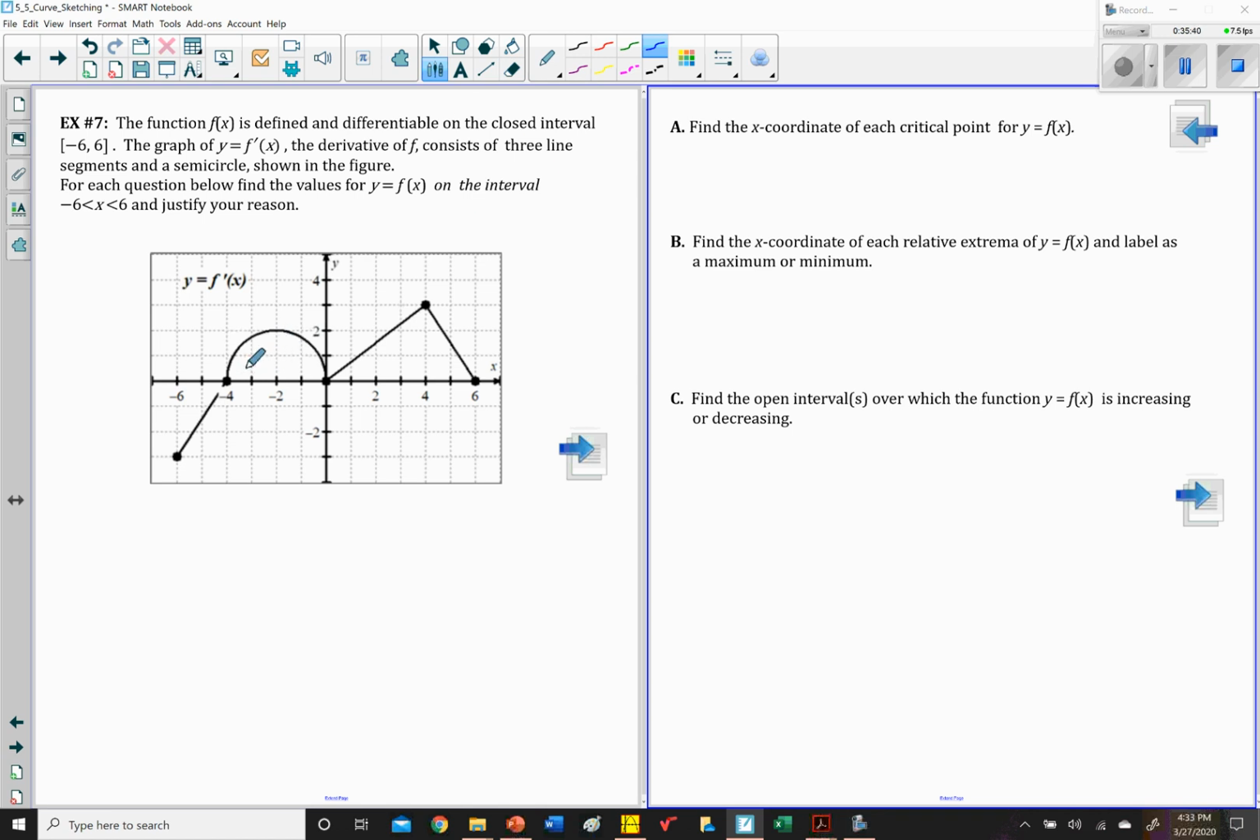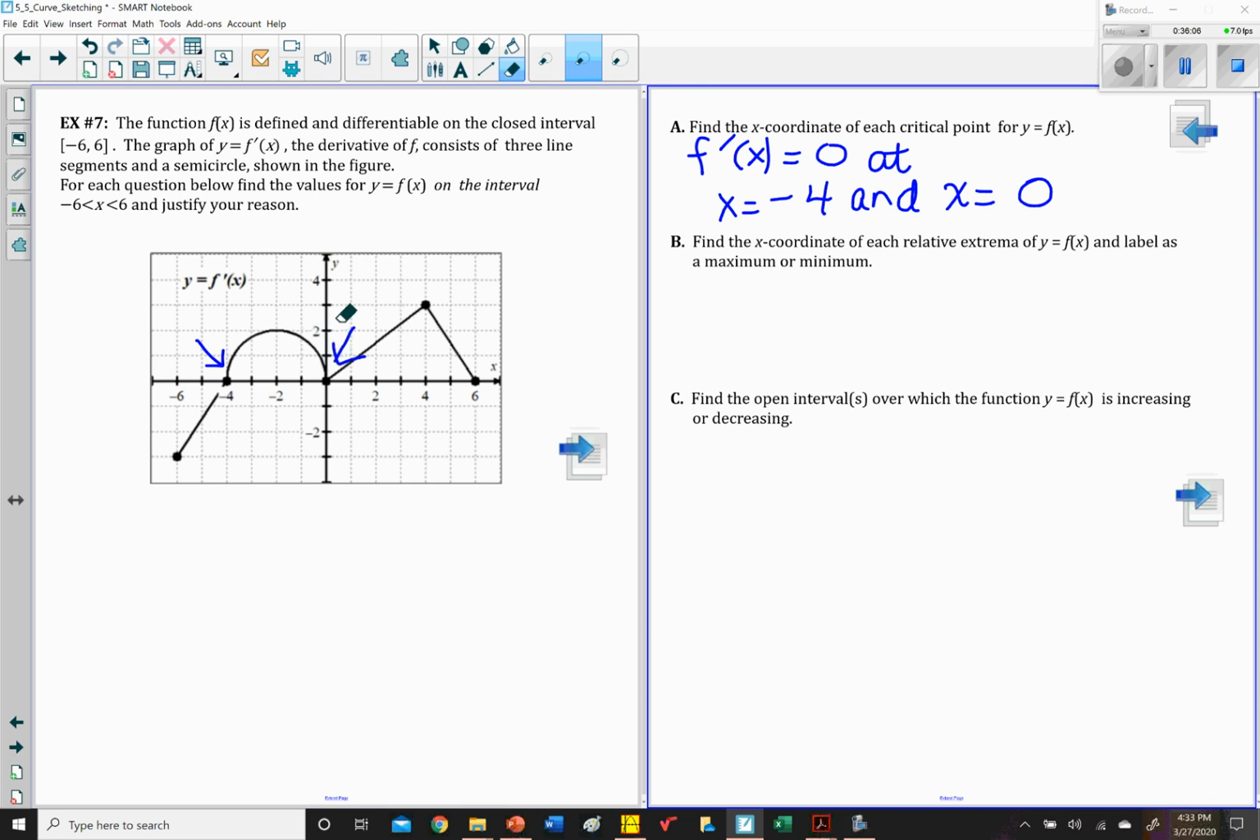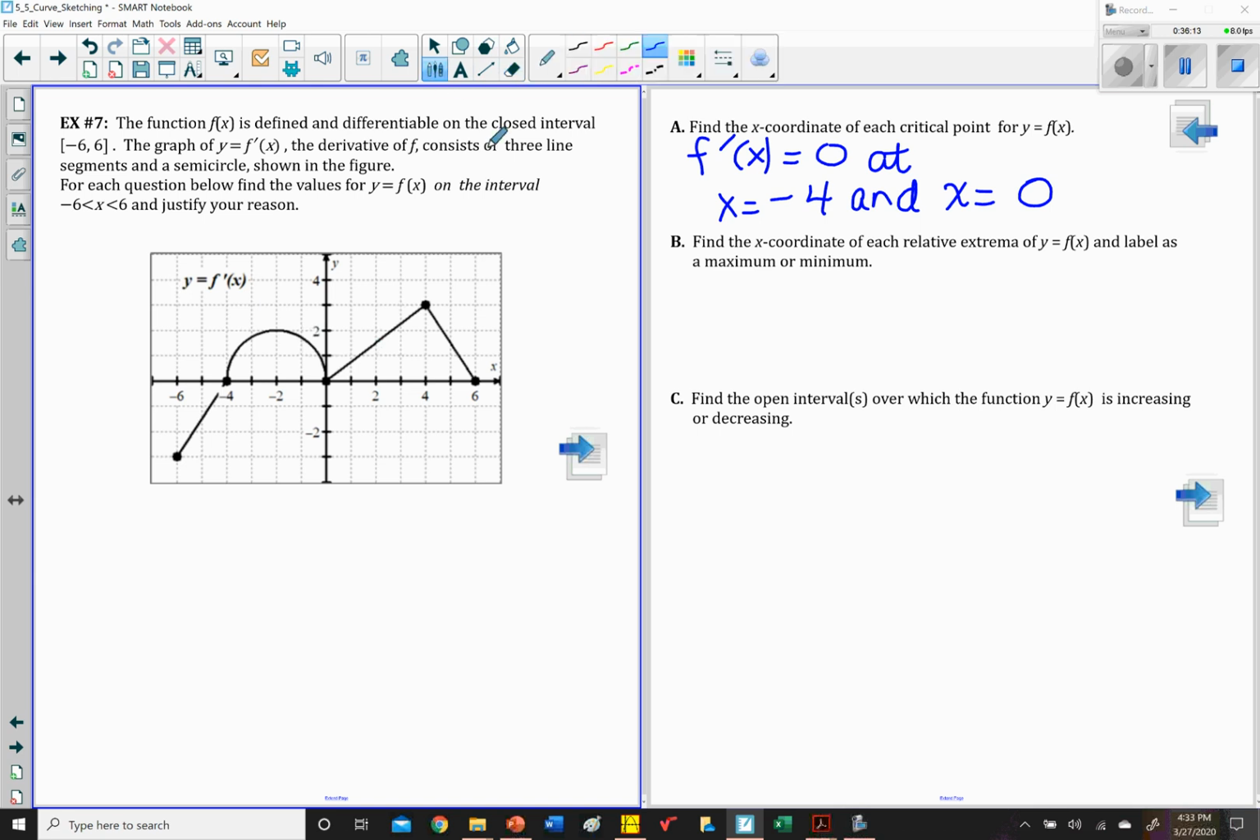Well, the x-coordinates for the critical points are where f prime is 0. So one would be at -4, and the other one would be at 0. So f prime is 0 at -4 and 0. Part B, find the x-coordinate of each relative extrema and label as a maximum or a minimum.